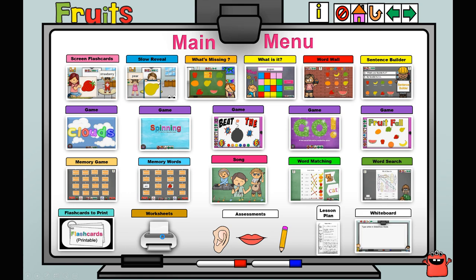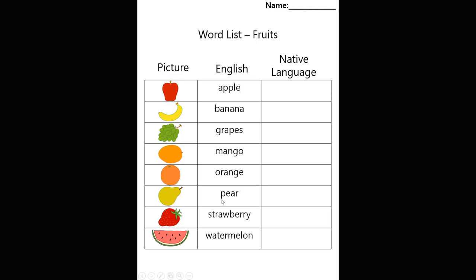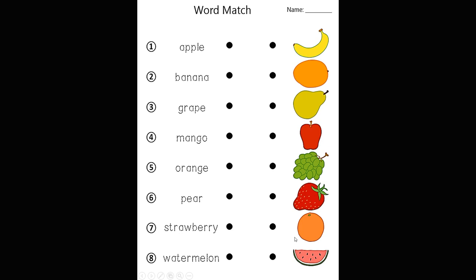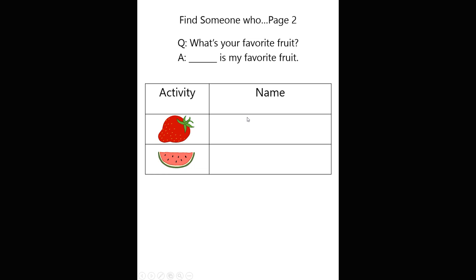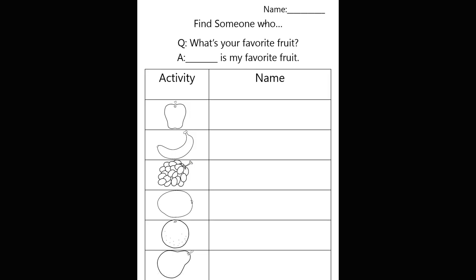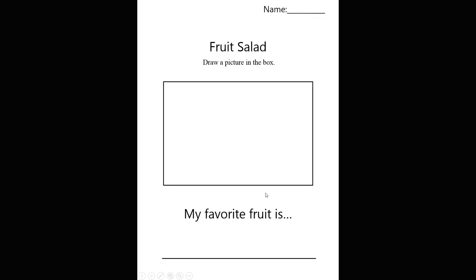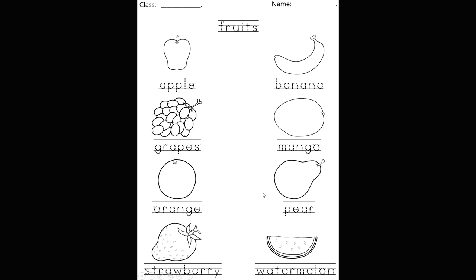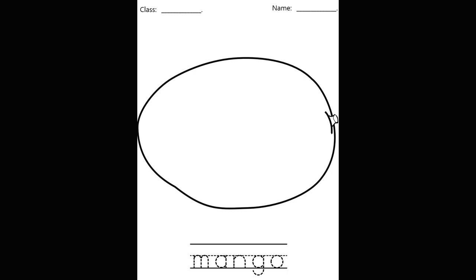And then the worksheets. This is the word list, so they can write it in their native language. Color, black and white. There's the printout for that. Color and black and white. Famous Find Someone Who game, which you'd use in conjunction with the student flashcards. Color and black and white. Draw fruit salad worksheet. Tracing worksheets. Black and white tracing worksheets. Trace and color sheets.